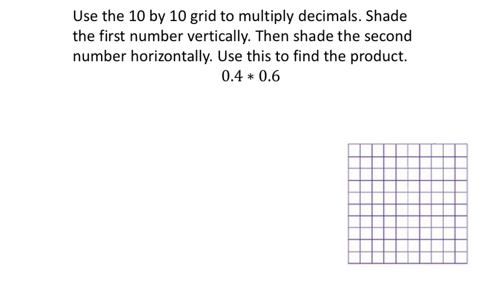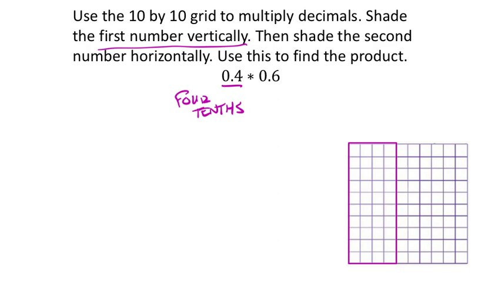All right, so there's our grid. Our first factor here is 0.4. Like we said, we're going to shade this first one vertically. That's what it says right here: shade the first one vertically. So 0.4 is the same as 4/10. So I need 4 of the tenths. See if we can make this work. 1, 2, 3, 4. There it is. It's not shaded very well, but that's okay.